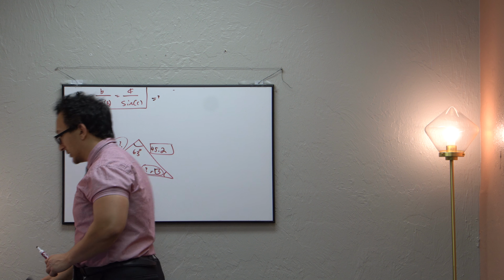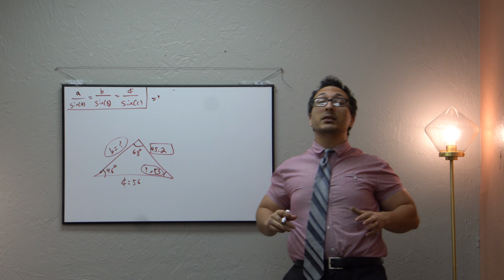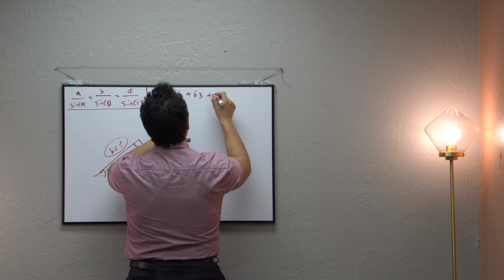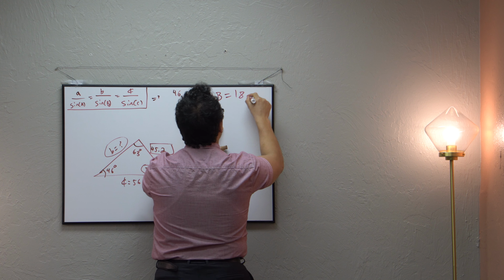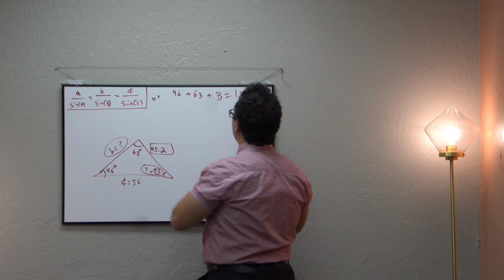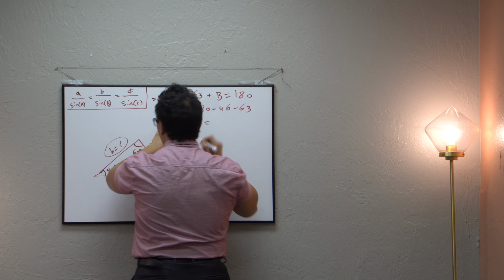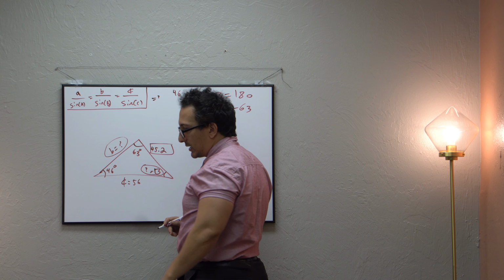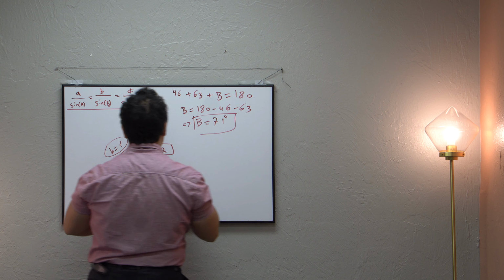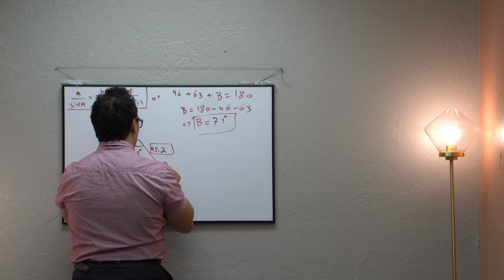To clear up some board space, we notice that the sum of the interior angles of a triangle, at least in flat Euclidean geometry, is 180. Meaning 46 plus 63 plus this unknown value for capital B should add up to 180 degrees. So in order to solve for B, we could say B is 180 minus 46 minus 63. And lo and behold, it ends up being 71 degrees. So now this is no longer unknown. We had 3 unknowns, and slowly we've chipped it away, and now we have only 1 unknown.